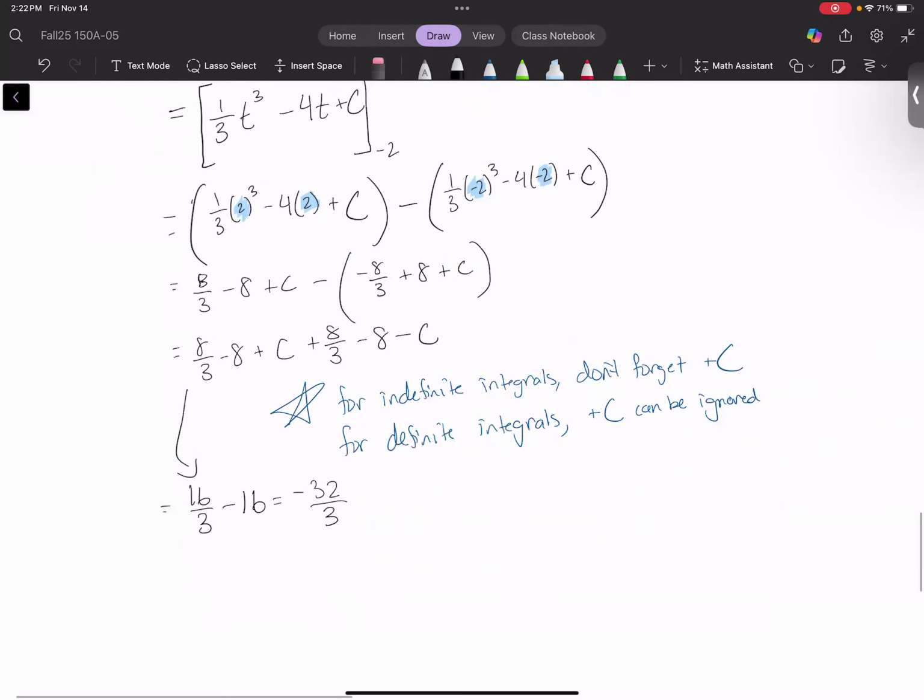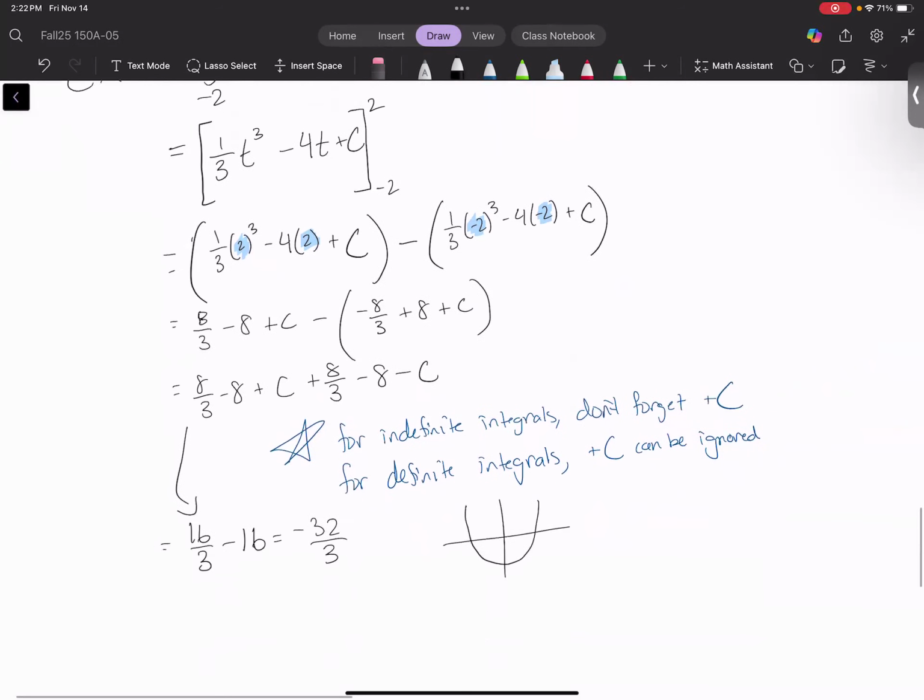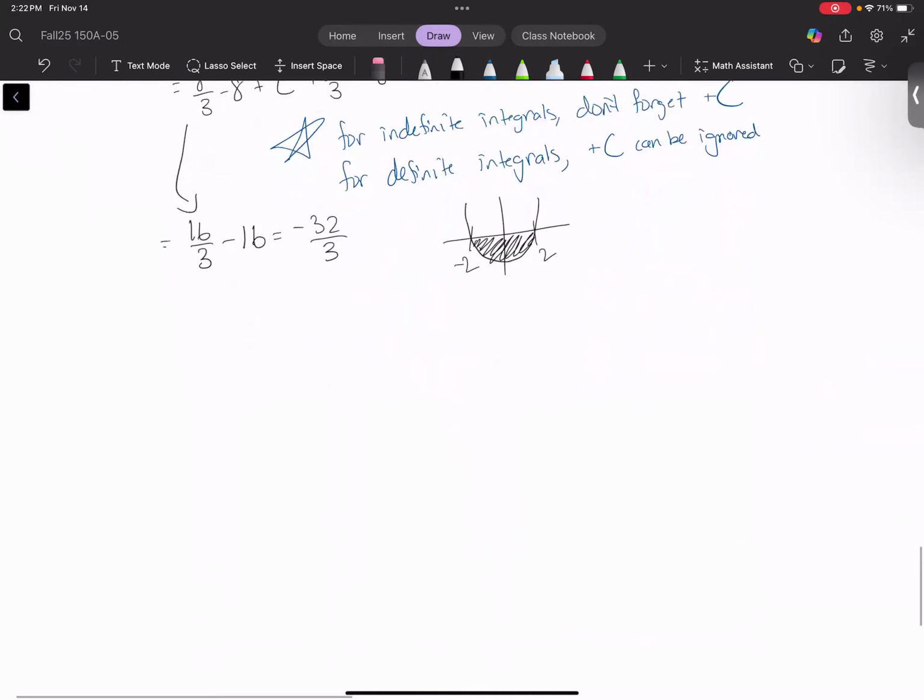And if you draw the picture, I'm going to do it pretty sloppily here. This is what our picture looks like from negative 2 to 2. So those are our bounds. The integral we were finding was this guy here. So that's why I had a negative answer. It's got a negative area. So that's our integral.